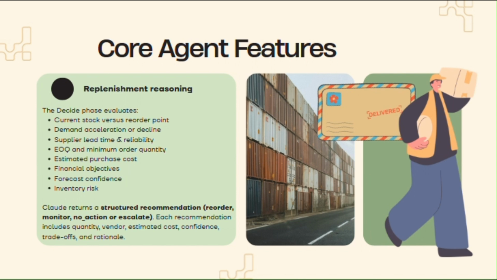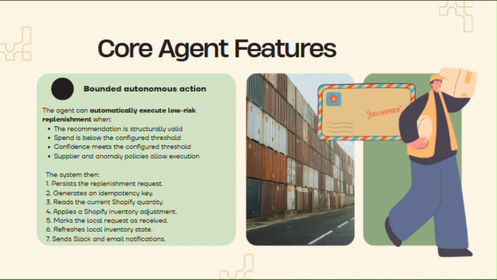Next, the replenishment reasoning. So the decide phase of the agent will help to evaluate info such as the current stock versus the reorder point, demand changes, supplier lead time and reliability, and also other data points. And Claude will return a structured recommendation to reorder, to monitor, to take no action, or to escalate. And each recommendation includes the quantity, the vendor, the estimated cost, the confidence, the trade-off, and the rationale. So it makes it explainable and clear.